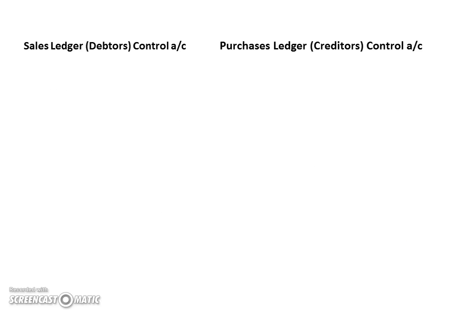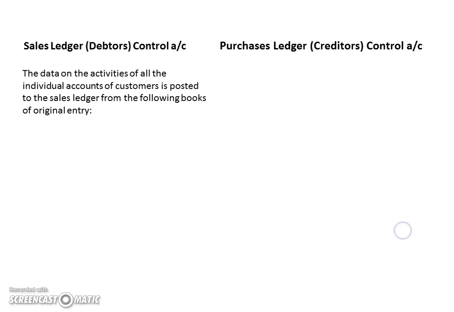So, if we break this down a little smaller so we can see, okay, what information are we talking about? What accounts are we referring to, and where does this information come from? So we know then, for the sales ledger, the data on the activities of all the individual accounts of the customers will be posted in the sales ledger from several books of original entry.